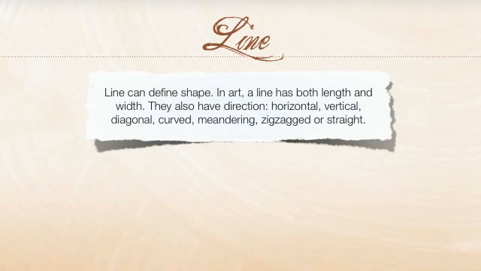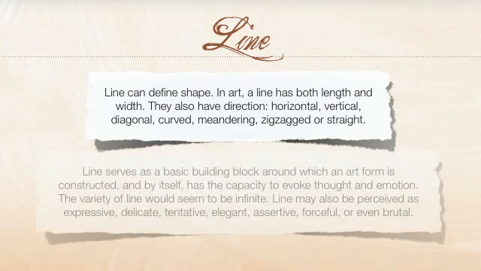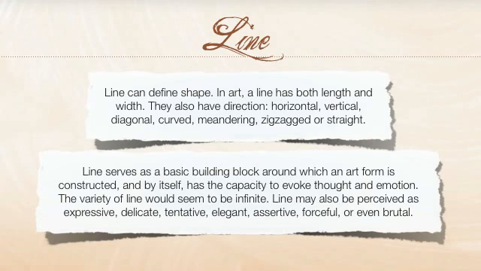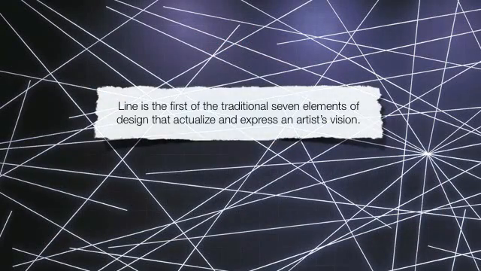Line can define shape. In art, a line has both length and width. They also have direction: horizontal, vertical, diagonal, curved, meandering, zigzagged, or straight. Line serves as a basic building block around which an art form is constructed, and by itself has the capacity to evoke thought and emotion. The variety of line would seem to be infinite. Line may also be perceived as expressive, delicate, tentative, elegant, assertive, forceful, or even brutal. Line is the first of the traditional 7 elements of design that actualize and express an artist's vision.